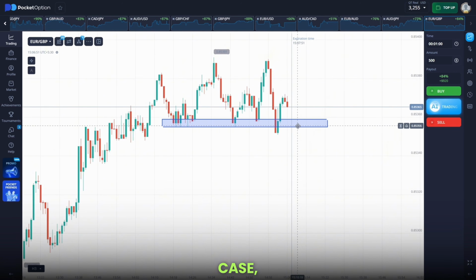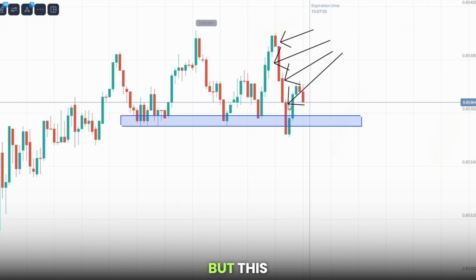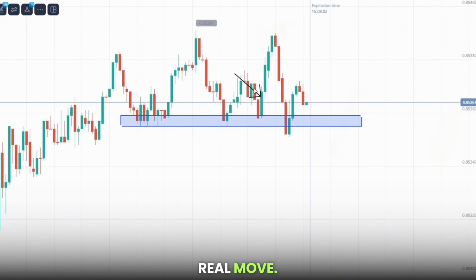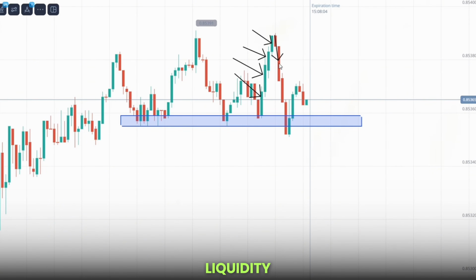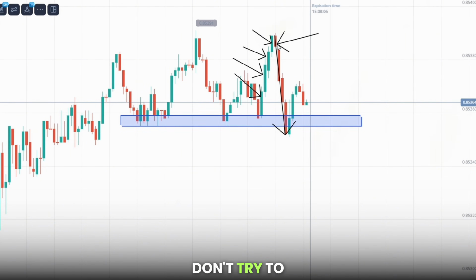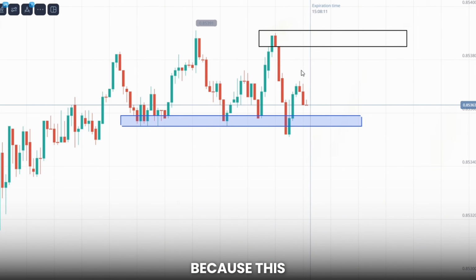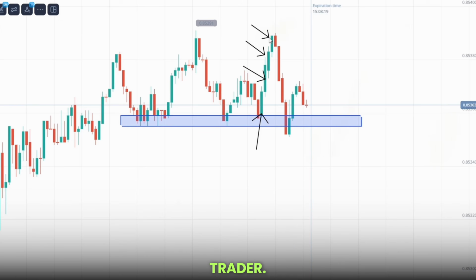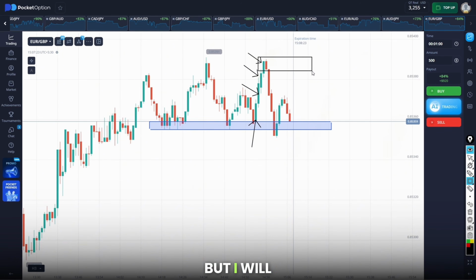Like in this case, you can see constant move, but this constant move came for liquidity hunting. So don't get confused. This is the real move, this is liquidity hunting. Don't try to take a reversal from this zone, because this move came for liquidity hunting. This is not the real move. This is actually the real move that manipulates traders. You can expect a reversal, but I will advise you to focus on the initial move.